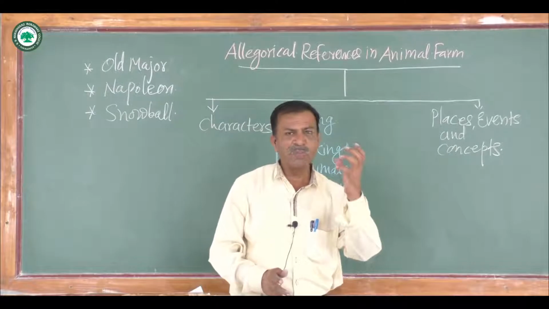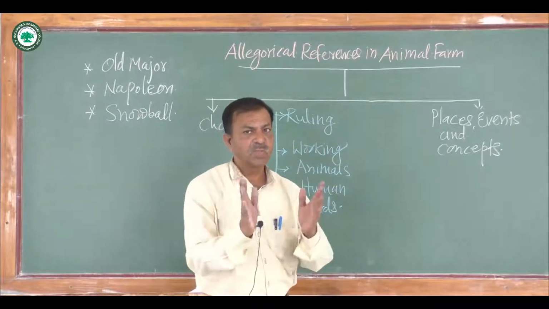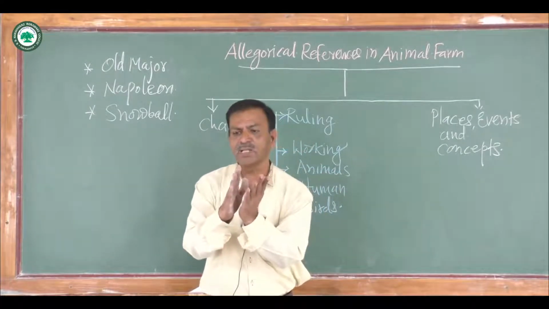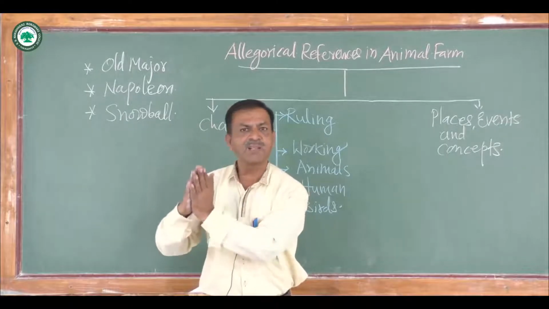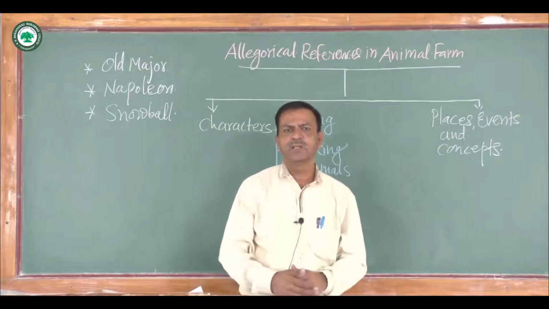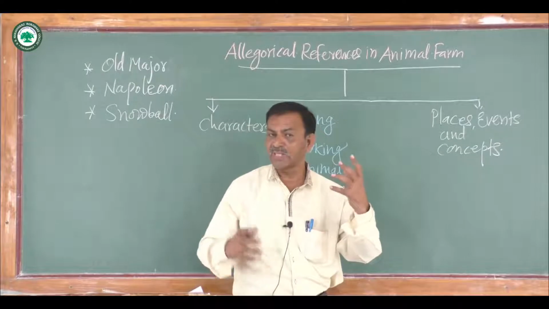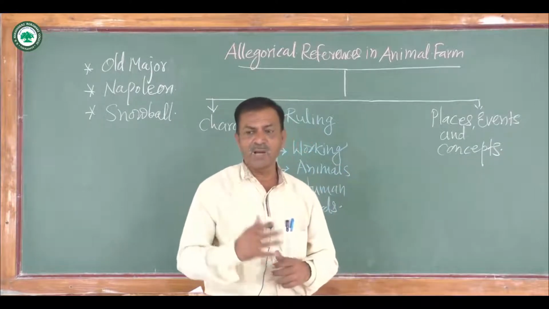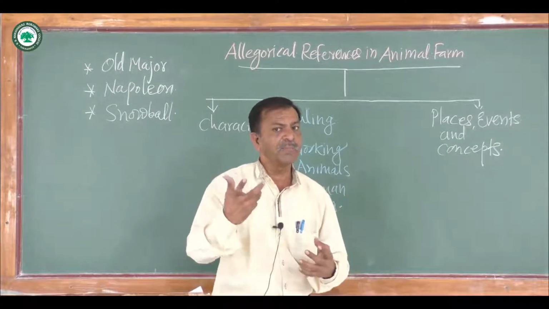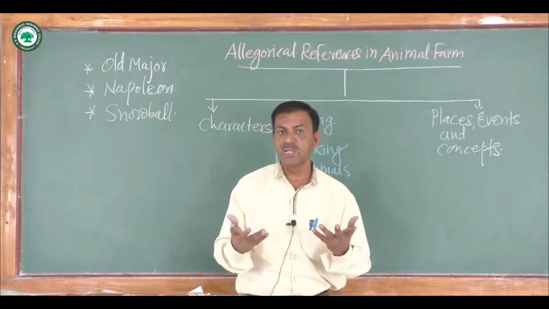And this Old Major symbolizes, when we study the Russian Revolution, the allegorical reference of this character Old Major is Karl Marx and Lenin. So when you read the novel, when you read Old Major, you keep in mind that this Old Major is nobody else but Karl Marx or Lenin, the thinkers who made the people revolt against the Tsar. Okay, the cruel Tsar, we can say.